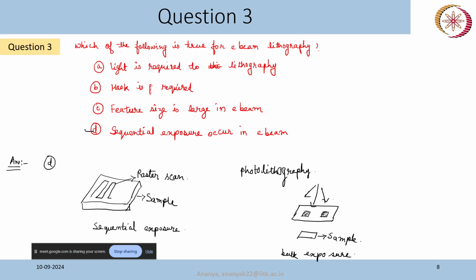On top of that, the e-beam lithography instrumentation is very costly. Okay, the cost of a photolithography instrument is much less compared to an e-beam lithography system. But the advantage is that using e-beam lithography we can get feature sizes in the nanometer range. Okay.